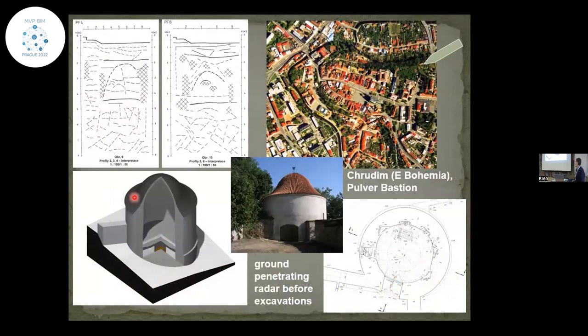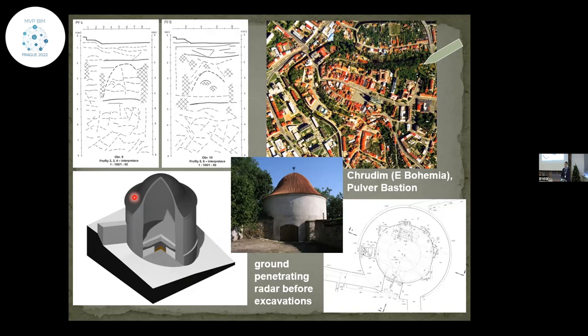The next one is similar. It is in Chrudim 2, in the corner of the medieval historical center, where there is this tower. This is the Pulver Bastion, built in the 15th century. The owner, that means the town of Chrudim, prepared the reconstruction and ordered ground penetrating radar before excavations. It's a nice example of a situation where the wish is the father of interpretation, because the company doing this research prepared perfect data. There is an interpretation of two profiles.